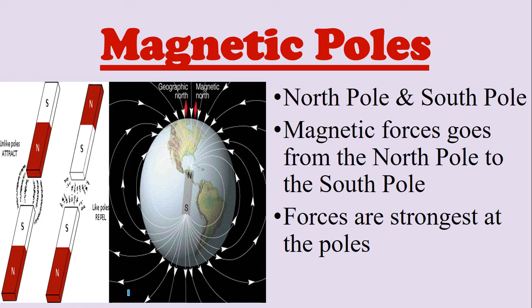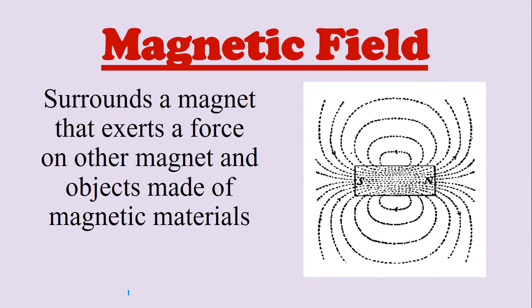And if you didn't know, the Earth is a giant magnet. The magnetic field surrounds the magnet and exerts a force on other magnets and objects made of certain materials. You can see these magnetic field lines on this magnet indicating them. They're going from north to south pole.